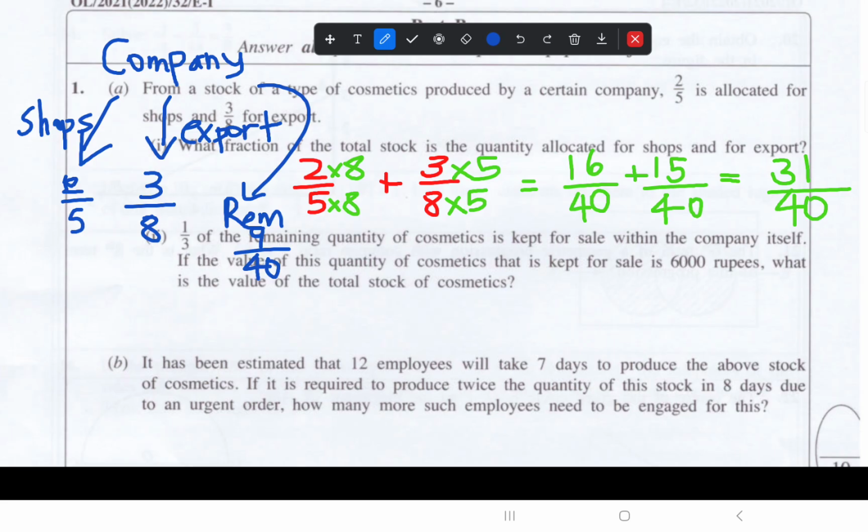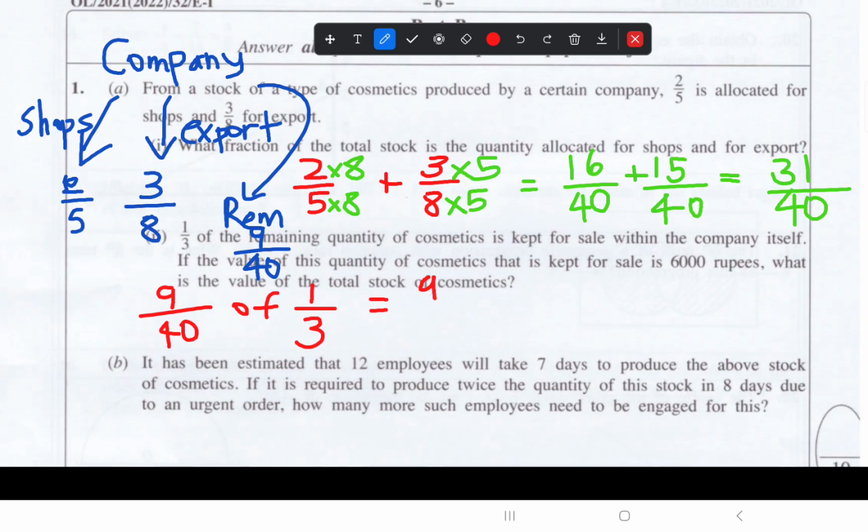for sale. From this remaining 9 upon 40, of 1 upon 3. This is the data: 1 upon 3 of the remaining quantity of cosmetic is kept for sale within the company itself. If it values 6,000, what is the total stock value? We know the remaining, they were not indicated the remaining directly. We need to find 1 upon 3 of the remaining.